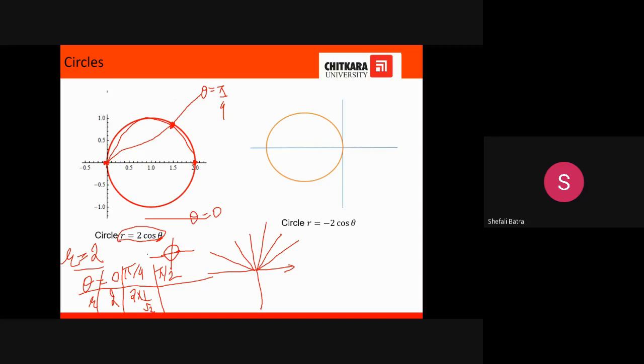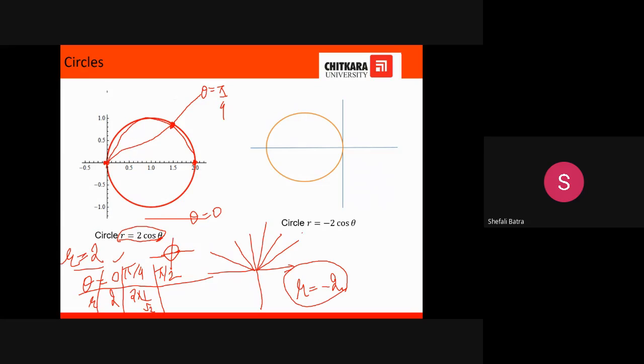Now, no one will ask you how to draw this circle. I'm just telling you for your understanding that if you need to draw any curve, you can just put the values of theta and draw it. Keep one thing in your mind: whenever you get a negative value, let's say somehow you get minus 2, you need to represent that point on the opposite side.